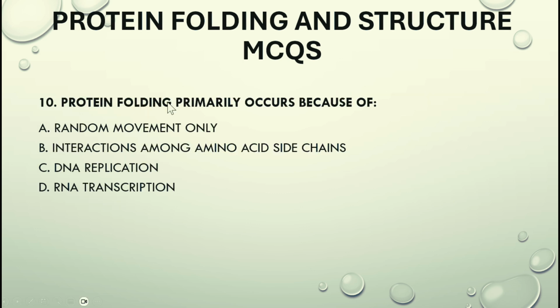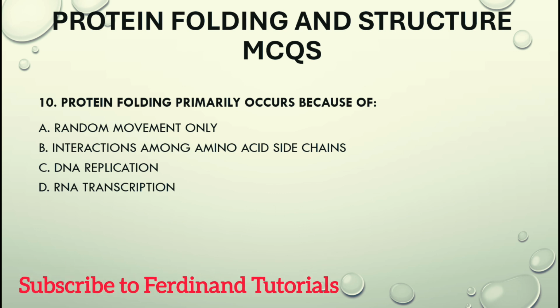Number 10. Protein folding primarily occurs because of A. Random movement only, B. Interactions among amino acid side chains, C. DNA replication, D. RNA transcription. The correct option is B. Interaction among amino acid side chains. Are we together? Just like I've mentioned, all these bonds, including ionic, hydrogen, covalent, and hydrophobic, what they do is that they guide proper folding.